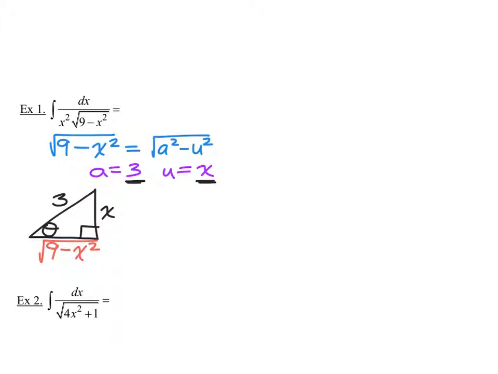All right, so how is this beneficial? Well, the idea is I can take the ratio of the u over the a, so x over 3. What trig ratio is that? Sine. Sine theta is equal to x over 3.